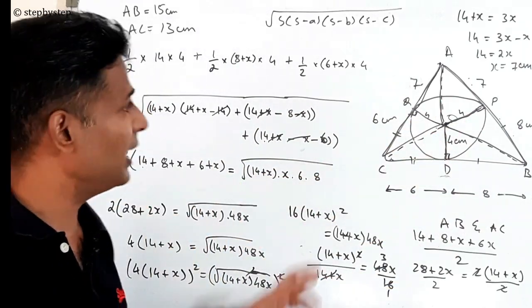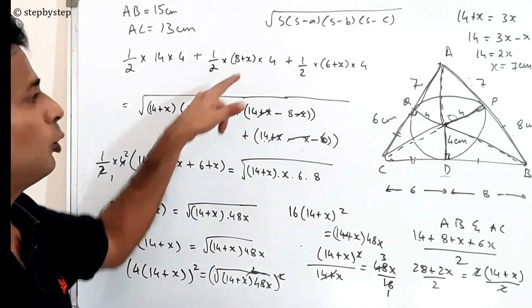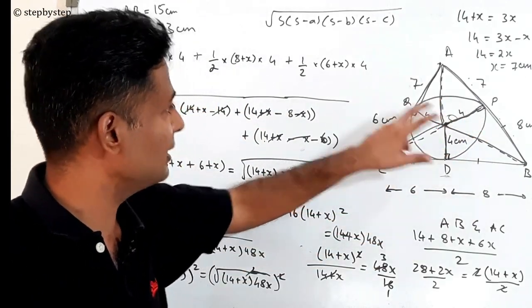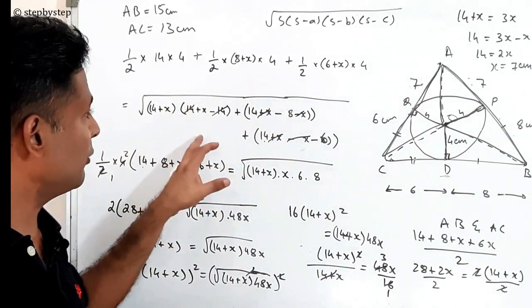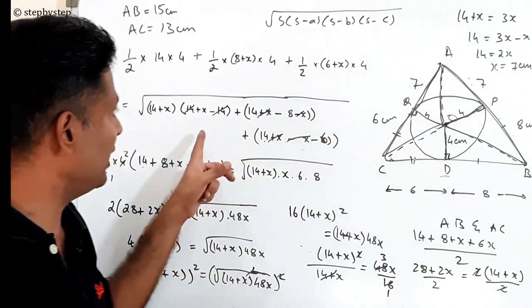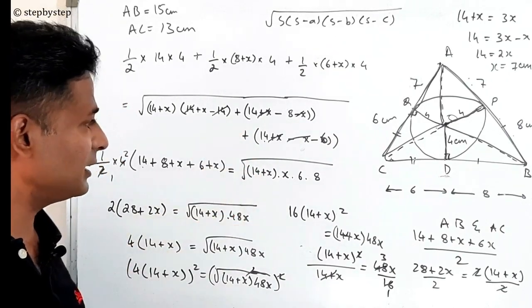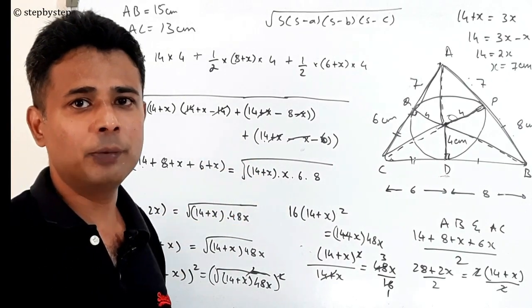But if they do not give you the area, just remember, you have to use 2 different formulas for areas of triangles. You have to first split into 3 triangles, use half into base into height, and that will be equal to the area of the whole triangle where you are using Heron's formula. So all the basic calculations, I am pretty sure you will be able to do.